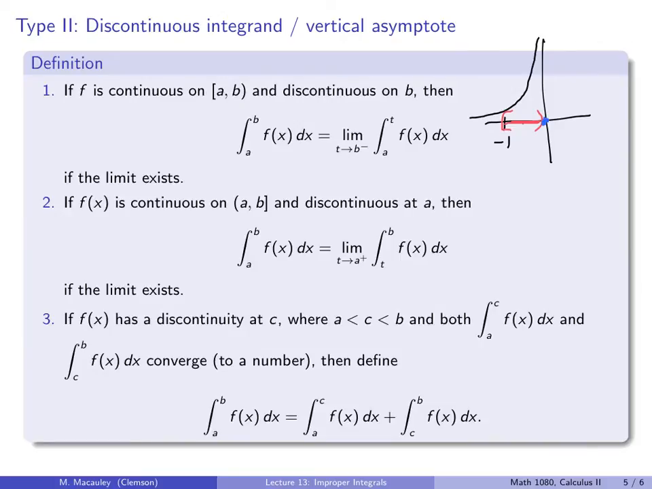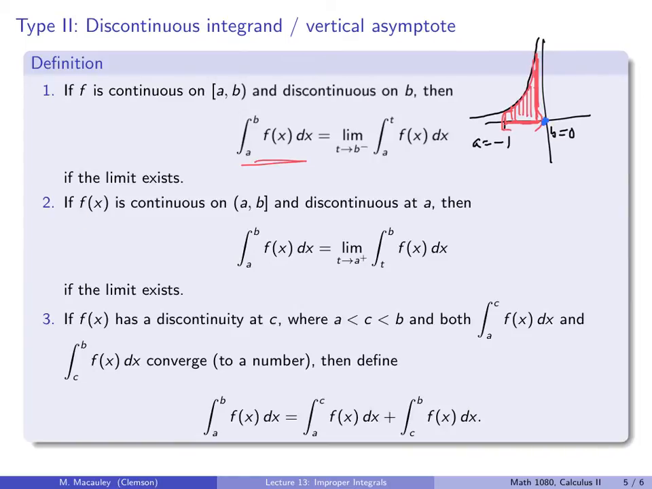In that case, we define the area under the curve. So the area under the curve from a to b is just the limit. Over here, this is a, and this is b. So we take this integral where the thing is continuous, and we just take the limit as the right endpoint goes to b. And if this limit exists, we say that the integral exists.